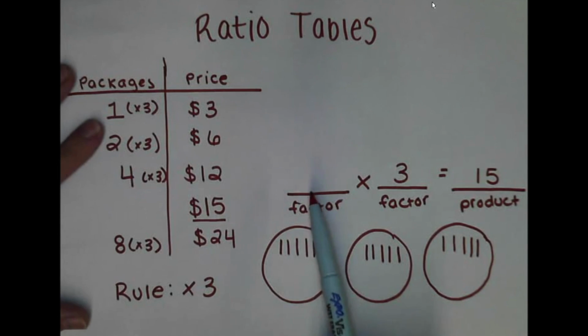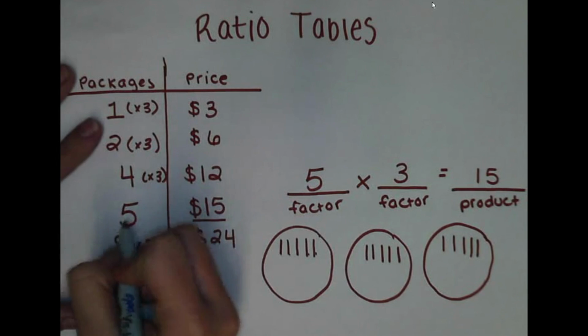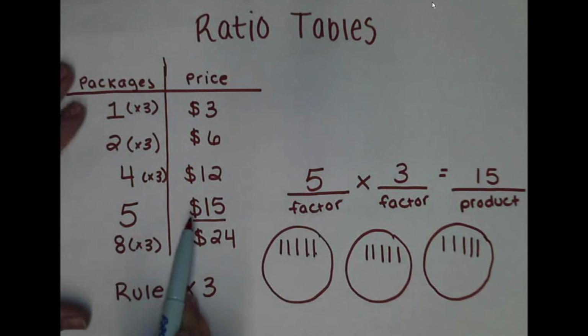Now to figure out my factor, I'm going to count how many I put in one of my groups. I have 1, 2, 3, 4, 5. I have 3 groups and I have 5 in each, so I have 5 packages equals $15.